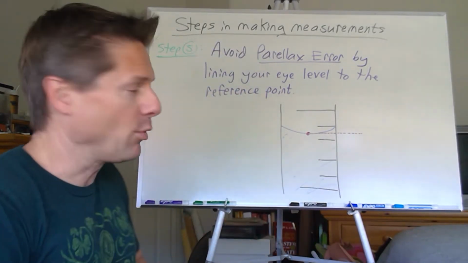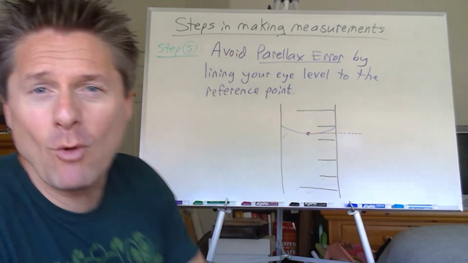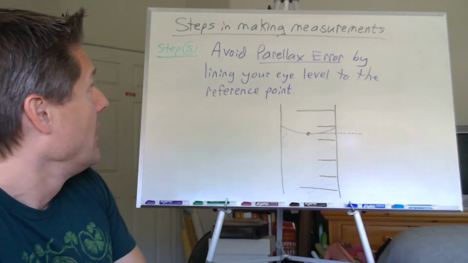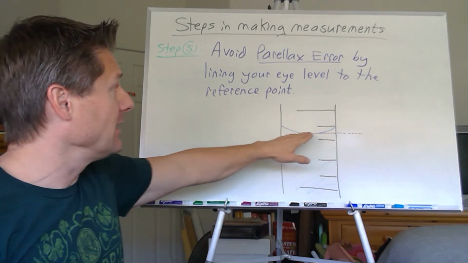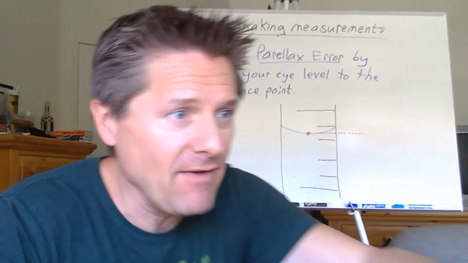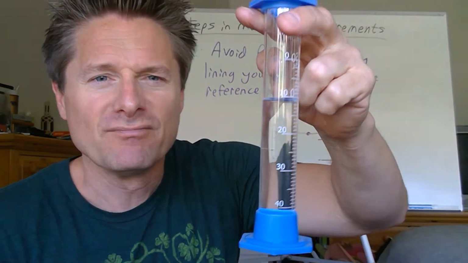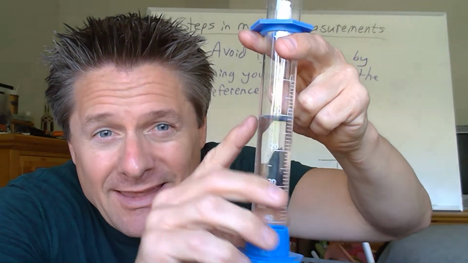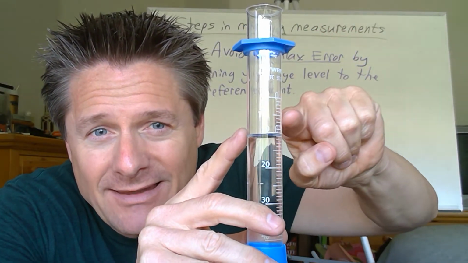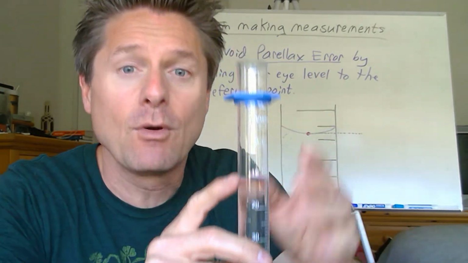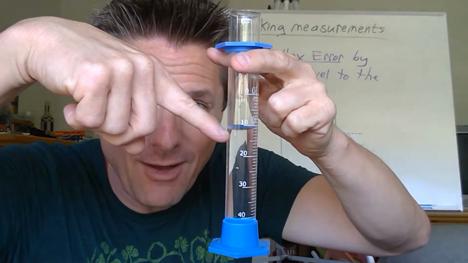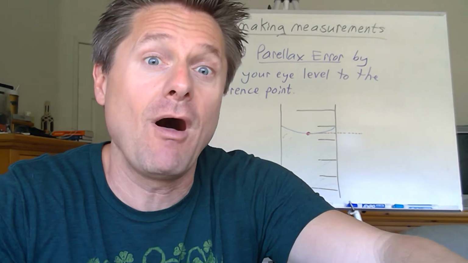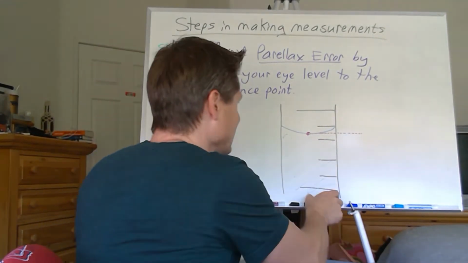So there's our reference point. We need to avoid parallax error by lining our eye up level with that, right? Because if I'm down low and I'm looking up this way, can you see how my line of sight hits up a little too high? Or if I'm up too high and I'm coming down, you're going to get values that are off a little bit. You got to make sure your eye's lined up.